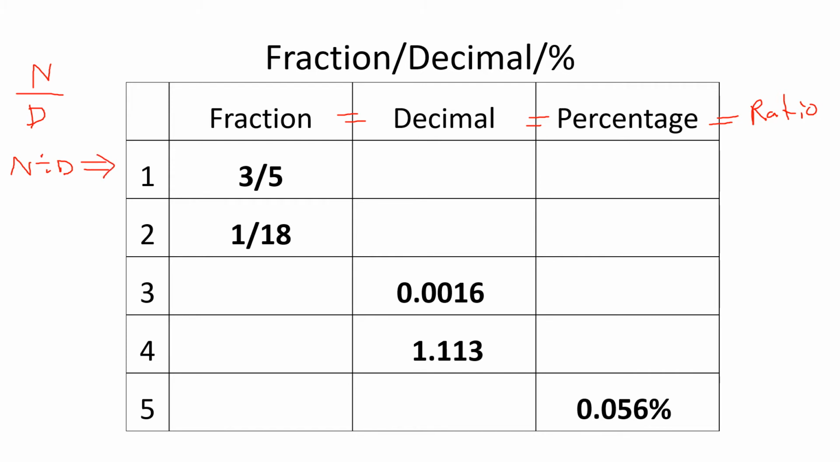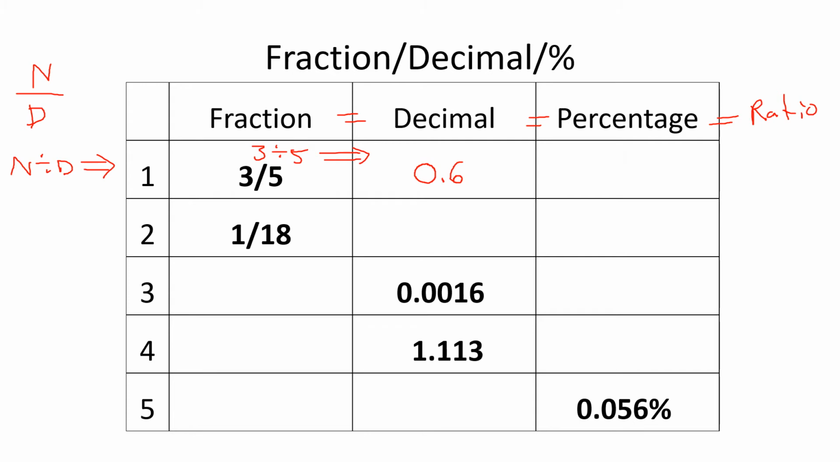So for 3/5, we take 3 divided by 5. And in medical notation, how would you document that? 0.6, right? So make sure you have a 0 in front of the decimal point.